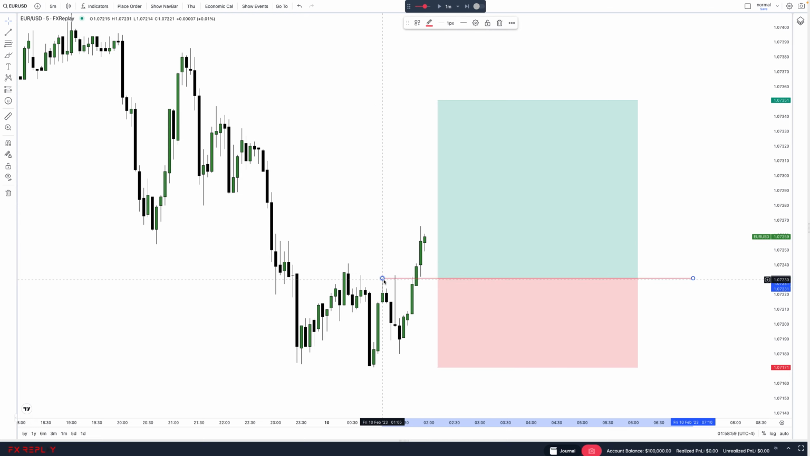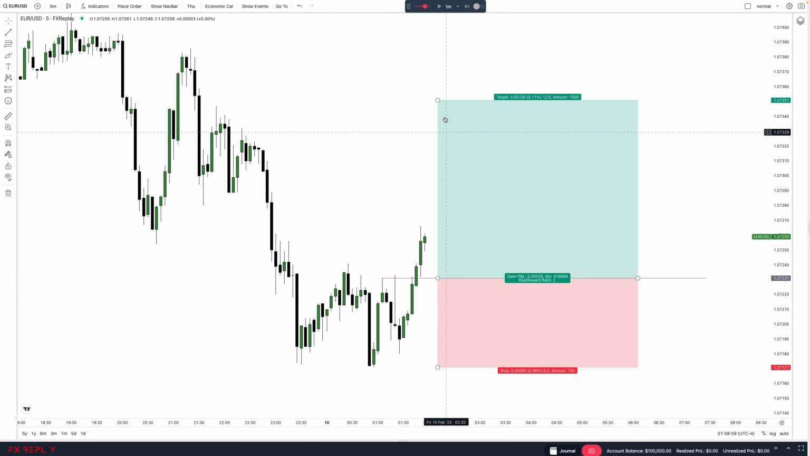You can either put it on this wick or on this one. This one felt the best because it was the one that took out the sell stops resting below this low. So we have a market structure shift and a failure to create new lower lows, which would mean that this candle right here is our mitigation block. So let's see what happens.